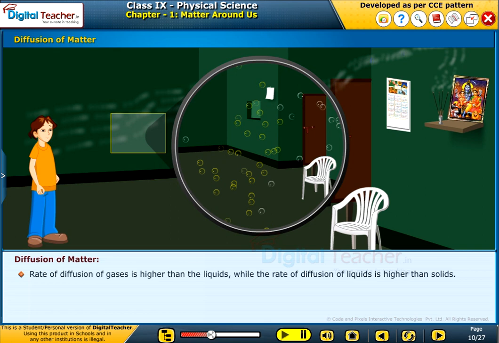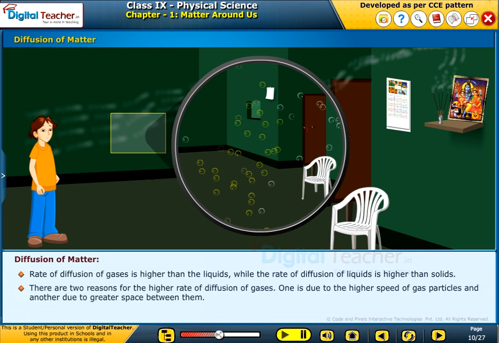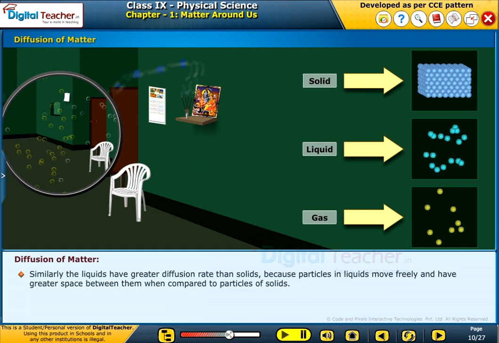Rate of diffusion of gases is higher than the liquids, while the rate of diffusion of liquids is higher than solids. There are two reasons for the higher rate of diffusion of gases. One is due to the higher speed of gas particles and another due to the greater space between them. Similarly, the liquids have greater diffusion rate than solids because particles in liquids move freely and have greater space between them when compared to particles of solids.